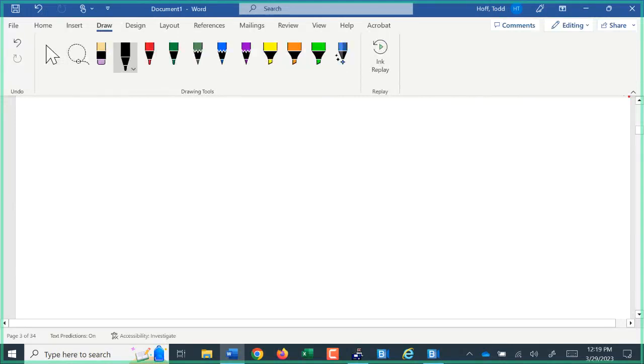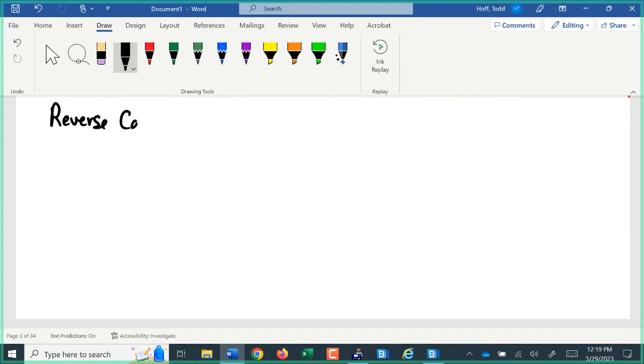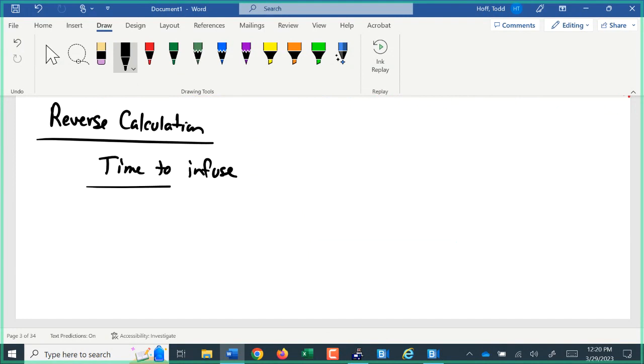So as I said, those are the forward calculations. Next class on Friday, we're going to start looking at reverse calculations. And the most important calculation for a reverse calculation is the time to infuse, or infusion time if you want to call it that. And what this is saying is if I have this bag with this volume of fluid in it, how long is it going to take at the doctor's recommended administration flow rate for that bag to be empty?